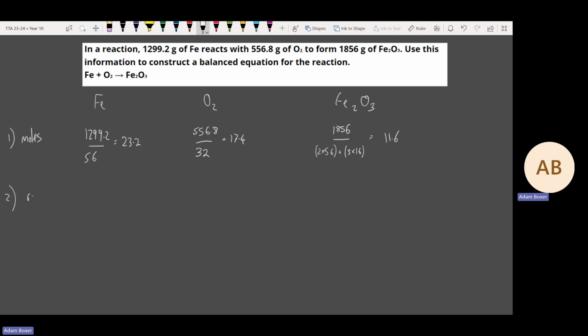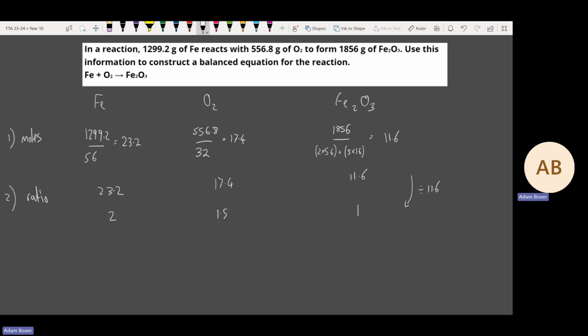2 is the ratio. So I'm going to write those numbers out again just to make my working really clear. 17.4 and 11.6. I'm going to remember the chemist's trick of dividing by the smallest number, which in this case is 11.6. So I'm going to get a 1 over there, and I'm going to get 1.5 over there, and I'm going to get a 2 over there.